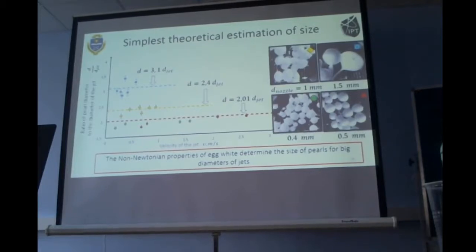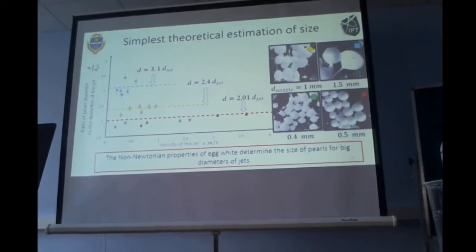So we can predict that the bigger the diameter of the jet, the bigger the ratio between the pearl diameter and the diameter of the jet. So the non-Newtonian properties of egg white determine the size of pearls for a big diameter of the jet.